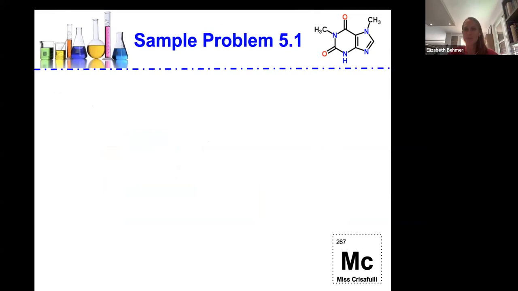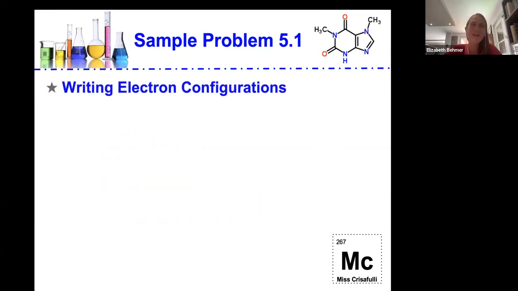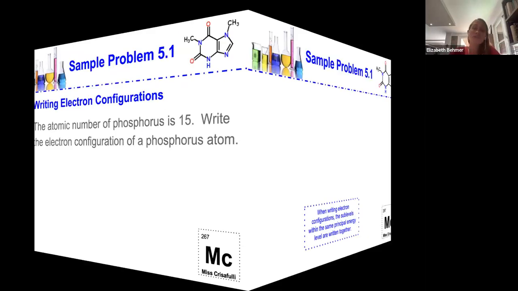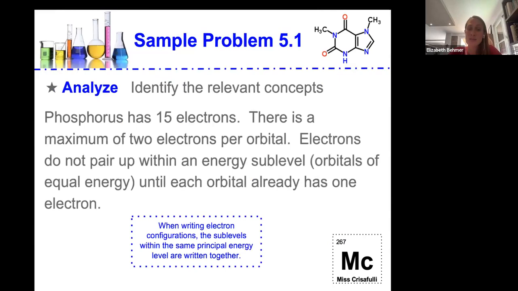So let's go through a sample problem. Pretty easy. Writing electron configurations. The atomic number of phosphorus is 15, so we know that there are 15 electrons. There is a maximum of 2 electrons per orbital, and electrons do not pair up within an energy level until each orbital already has 1 electron.